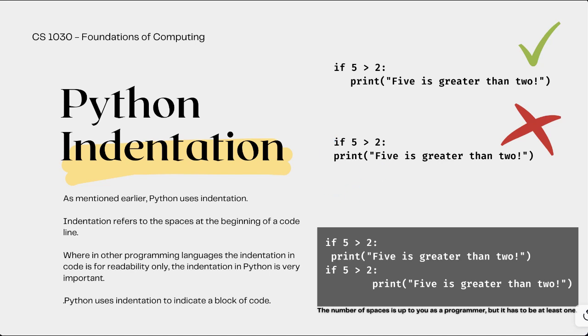The number of spaces is up to you as a programmer, but it has to be at least 1. You have to use the same number of spaces in the same block of code. Otherwise, Python will give you an error. The best piece of advice I could say is make sure that you are consistent in your indentation. And like I said, this is something that we're going to get into in the next tutorials.